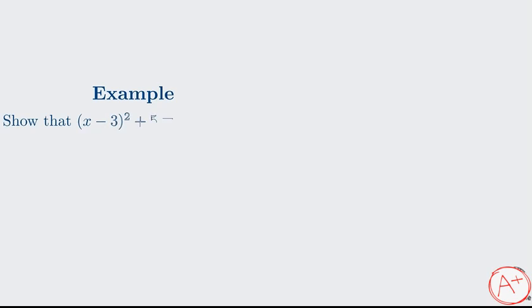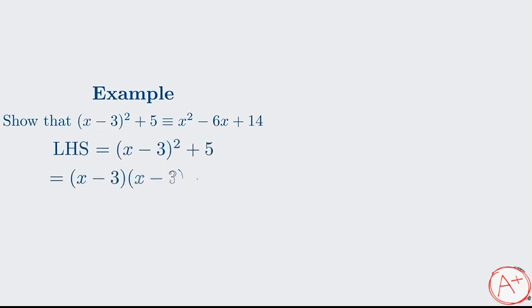Let's look at a proof involving expansion. Again, we start strictly with the left-hand side. The first logical step is to expand the squared binomial. Remember that squaring a bracket means multiplying it by itself. Using the distributive property, often called FOIL, we expand the brackets.